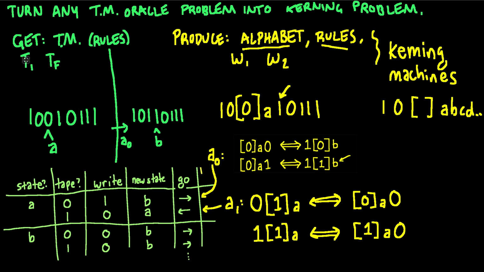I can turn T1, a tape, into one of these words. I can create these rules, and then I can turn TF into word W2. Then I can ask the Kerning machine, can you turn W1 into W2 using these rules? And if I can, then I can do it in the Turing machine and so on, right?